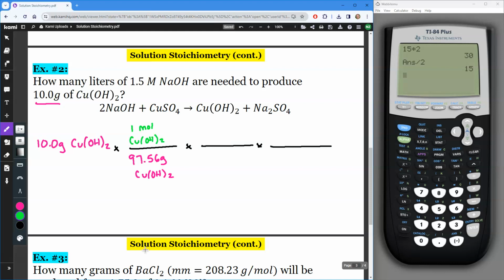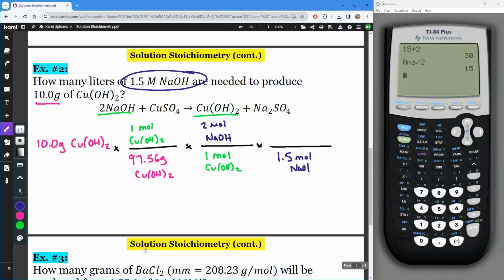Now we're going to need to do a mole ratio. We're going from Cu(OH)2 to NaOH. It is a 2 to 1. So for every 1 mole of Cu(OH)2, we are going to produce 2 moles of NaOH. Just like the last problem, it tells us it's 1.5 molar. So that means there are 1.5 moles of NaOH for every 1 liter of NaOH.